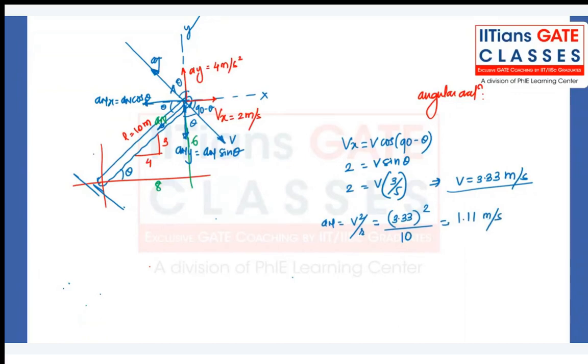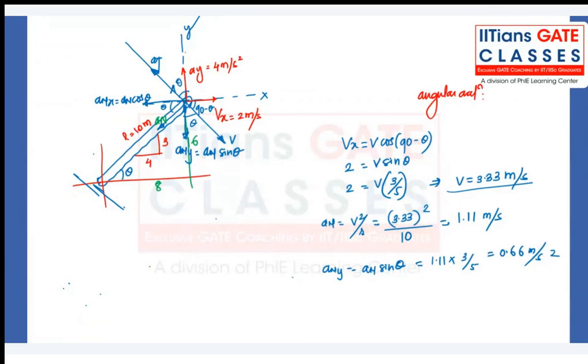And Any is what? An will have two components, Anx and Any. And Any will be An sine of theta, which we have already written here in the figure. And that will be again 1.11 into 3 by 5. That is 3.33 divided by 5, which is 0.66 meter per second square. Okay, so that's how we calculate Any.